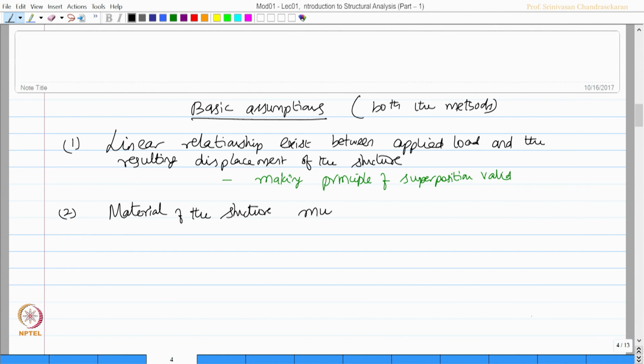The second assumption common to both the methods is that material of the structure must obey Hooke's law. This has again a secondary statement which says that material must not be stressed beyond its elastic limit.